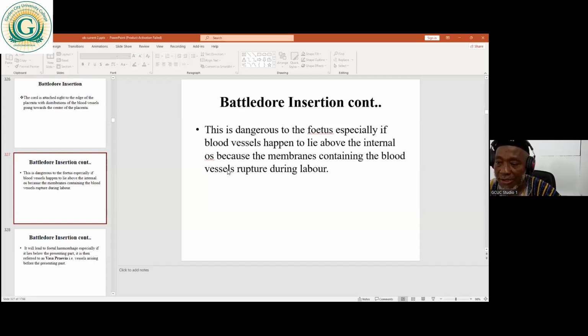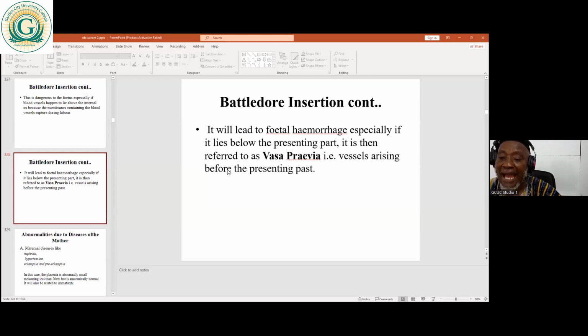This is dangerous to the fetus, especially if blood vessels happen to lie above the internal os of the cervix, because the membranes containing the blood vessels rupture during labor, and that would be very dangerous for the mother. It will also lead to fetal hemorrhage, especially if it lies below the presenting part. It is then referred to as vasa previa.